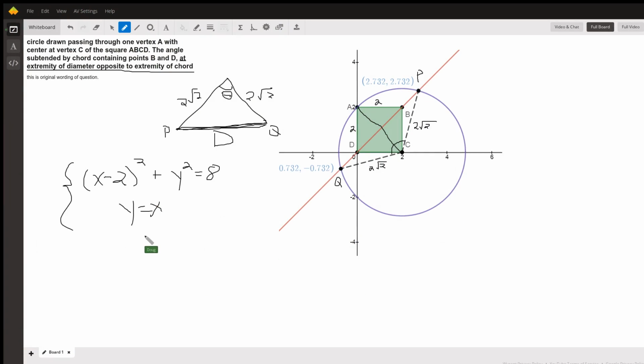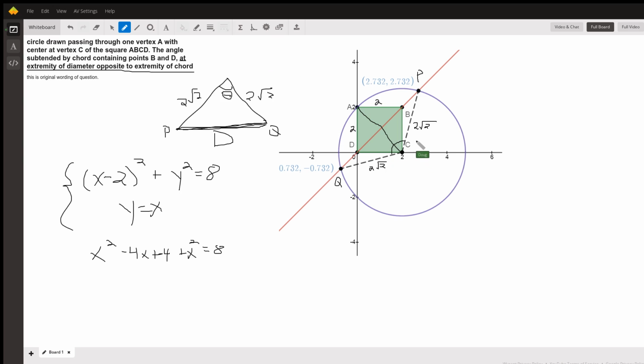I should stop sharing here. So substitute x in for this y, square this binomial: x squared minus 4x plus 4, plus x squared, by substitution, equals 8. Solve that equation for x, and you've got the x coordinates of points P and Q. Then once you've got those, you've got y, and you can find the distance between those 2 points. You've got D, and then use the law of cosines. I'm not going to go through the law of cosines here.